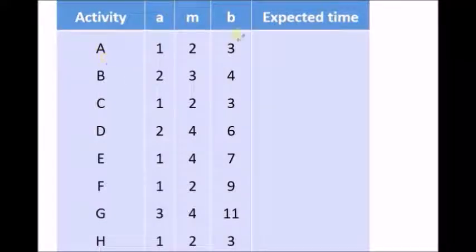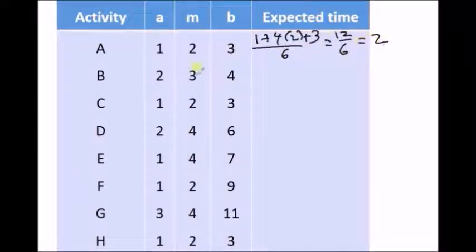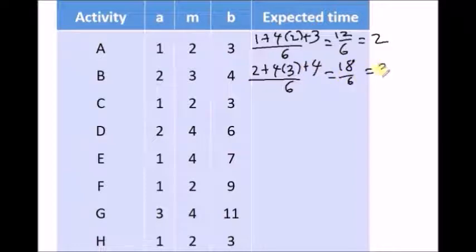For activity A, expected time is 1 plus 4 times 2 plus 3, divided by 6. 4 times 2, 8 plus 1, 9 plus 3, 12 over 6 is 2. For activity B, expected time is 2 plus 4 times 3 plus 4, over 6. 4 times 3, 12 plus 2, 14 plus 4, 18 over 6 is 3. We calculate the expected time for the other activities.